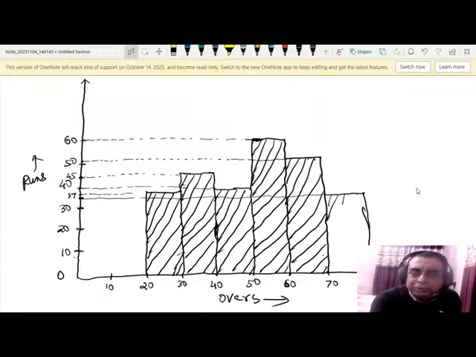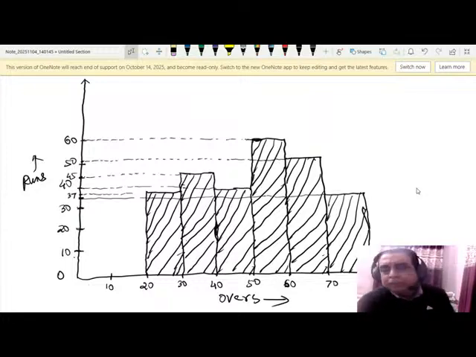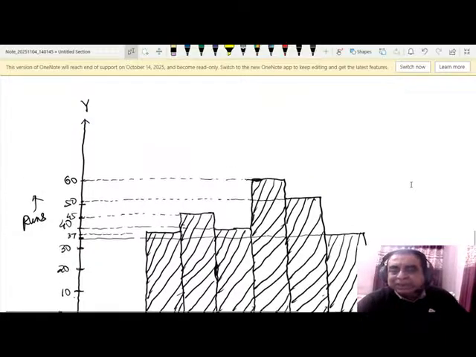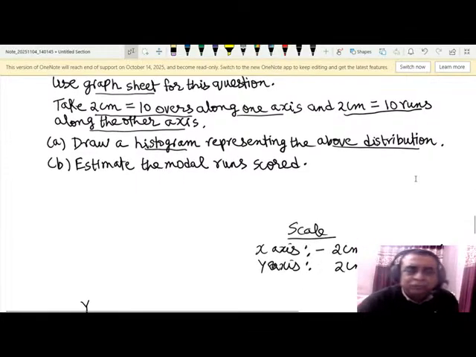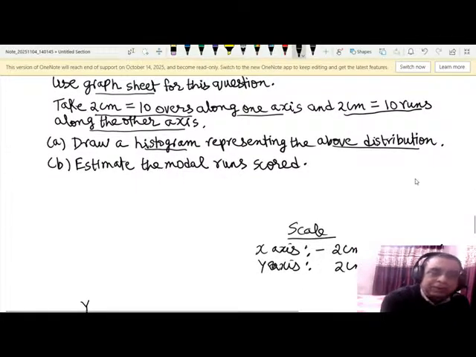On the graph paper, we can easily locate 35, and all these bars have to be made using a pencil and the scale, not by freehand. Here I am drawing by freehand, but on the graph paper, in the examination hall, you will make all these bars with the scale and pencil. So that is the histogram made. So A part is done.